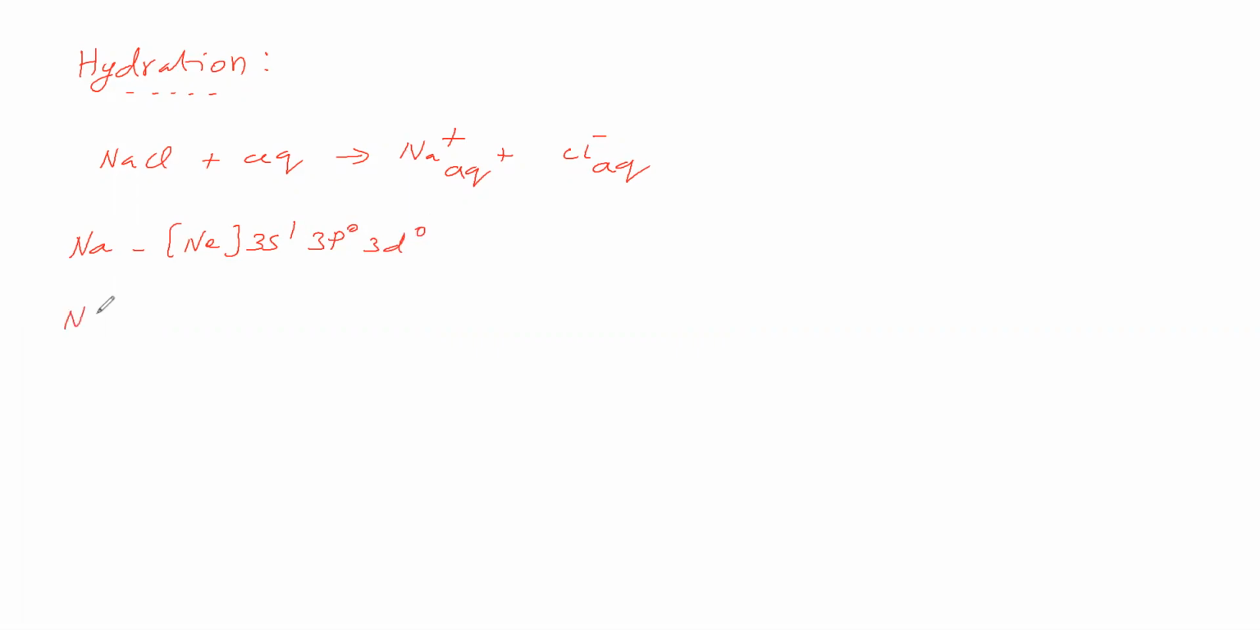For Na+, one electron has to be removed from sodium, therefore we get neon 3s0, 3p0, 3d0. Now Na+ has vacant orbitals: 3s, 3p, 3d. So Na+ takes 6 vacant orbitals, one 3s, three 3p and two 3d. They intermix and give sp3d2 hybrid orbitals.